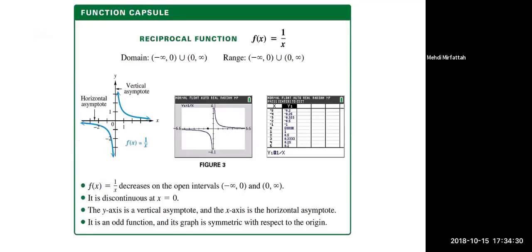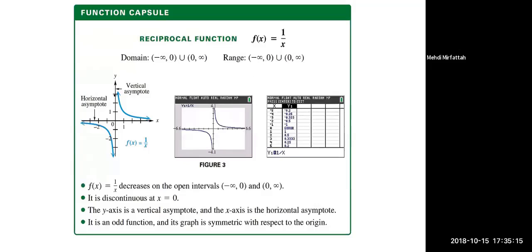So if you look at this, this is the basic graph of y equals 1 over x, or f of x equals 1 over x. The domain of the function, as you can see, is all the numbers from negative infinity to 0, and also from 0 to positive infinity. As you can see, there is no graph at x equals 0. That would be the domain. The range is also from negative infinity to 0 and from 0 to infinity.